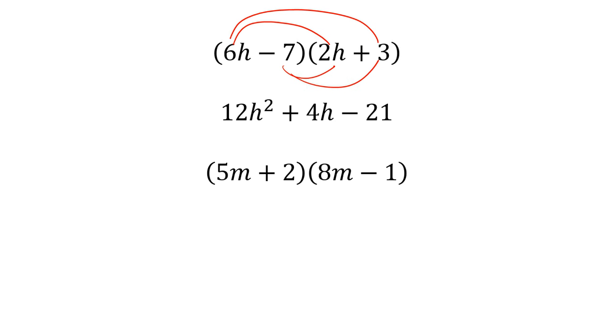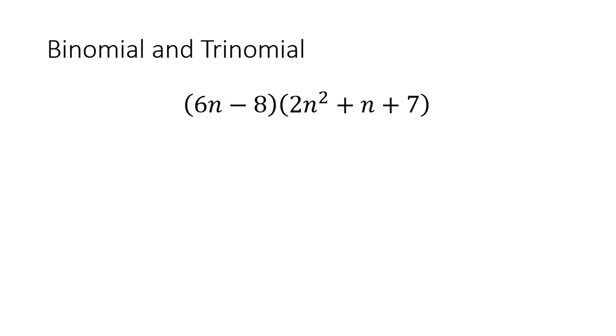The second one, you should end up with 20m squared plus 11m minus 2. Again, FOIL it all the way through, and you end up with your answer: 5m times 8m, 5m times negative 1, 2 times 8m, 2 times negative 1. And you get your answer. So that is FOILing.